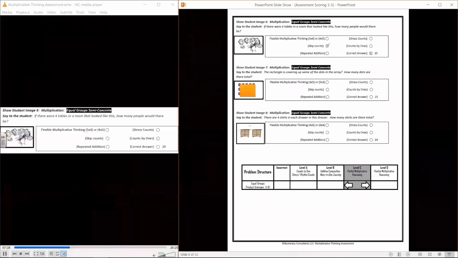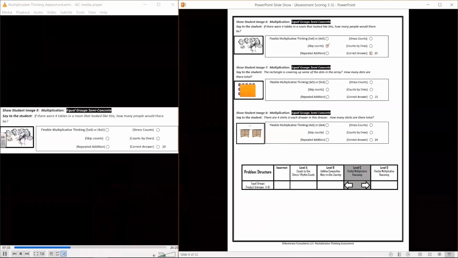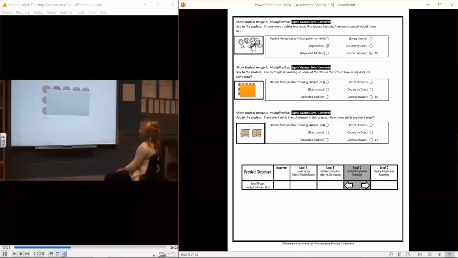I don't know those. Okay. Hard. Okay, she tried to skip count, but she did not get it right, so she won't get credit for it. So that's actually an incorrect answer, but that's how you document it.